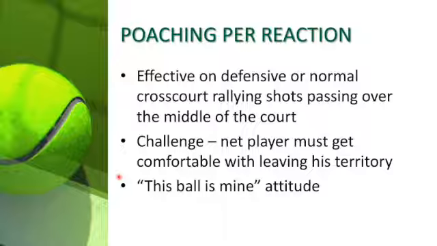This situation arises when the receiver returns a defensive shot or normal cross-court rallying shot with a slightly high trajectory that passes over the middle of the court. The challenge for the server's partner is that he must get comfortable with leaving his territory to poach per reaction. The server's partner must have a "this ball is mine" attitude and act accordingly. This mindset requires discipline because an opportunity to poach per reaction may only arise a few times per match. When performed, it sends a clear message to the opponent that he cannot defend safely.